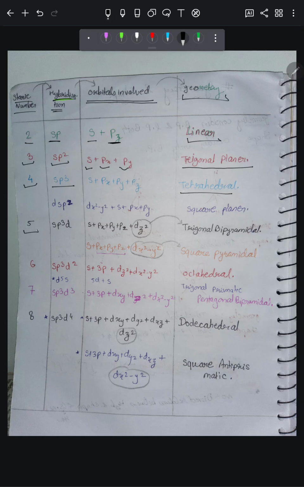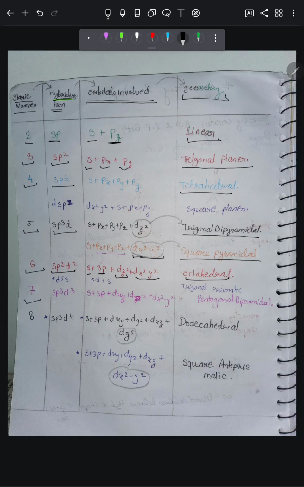And if you talk about steric number 5, it has sp3d hybridization, and here two orbitals can be involved. If dz square is involved, then it has trigonal bipyramidal structure, and if dx square minus y square is involved, then it has a square pyramidal structure. And if you talk about steric number 6, it has sp3d2 hybridization, involving dz square and dx square minus y square, 3 p's and 1 s orbital, and it has an octahedral structure.